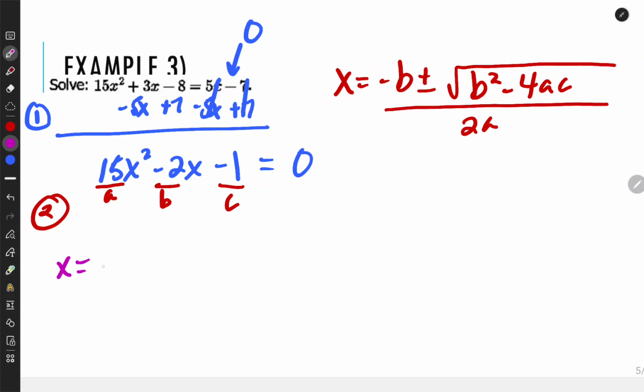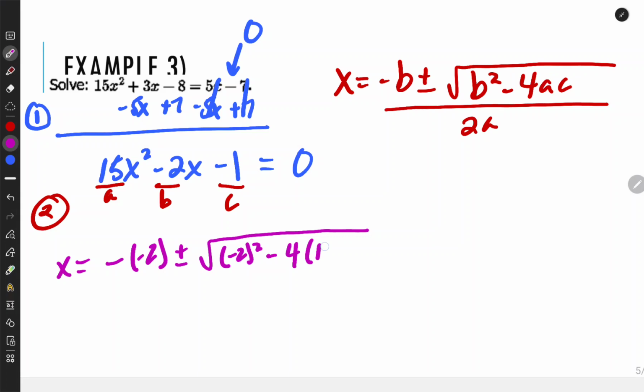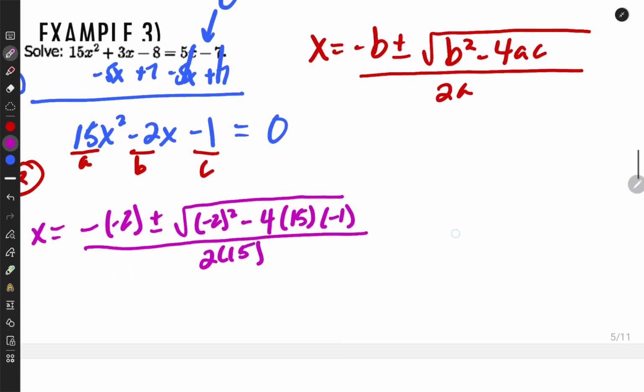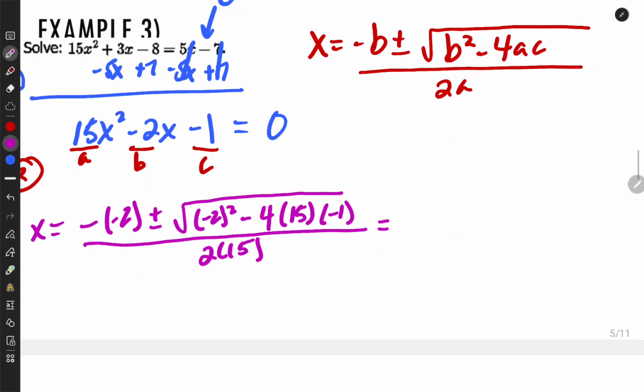So we end up with x equals negative b, which is negative 2, plus or minus the square root of b squared minus 4ac, divided by 2a. Okay, so now we're going to keep simplifying this. So simplifying, we get a negative times a negative is a positive. So plus or minus the square root. And we're going to do the inside. So the inside, notice that there's a negative 4.